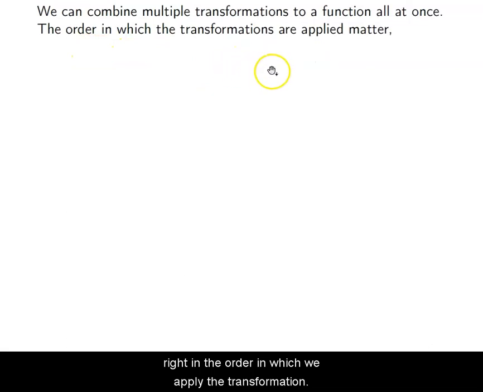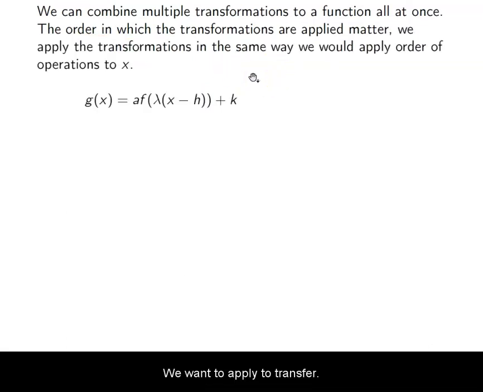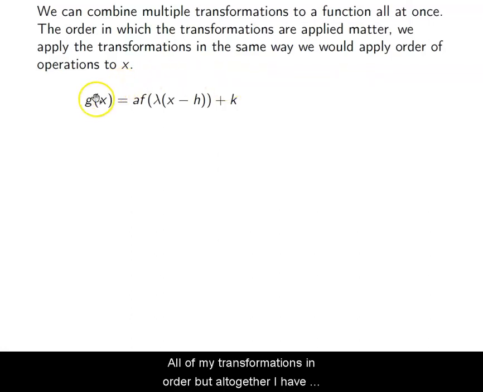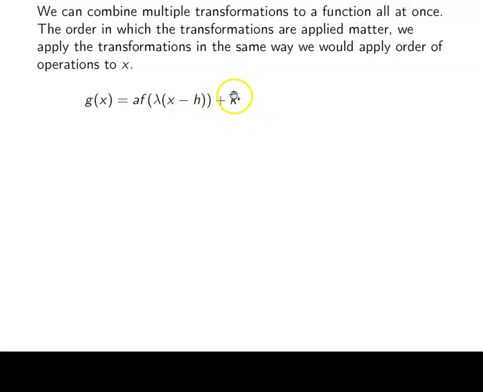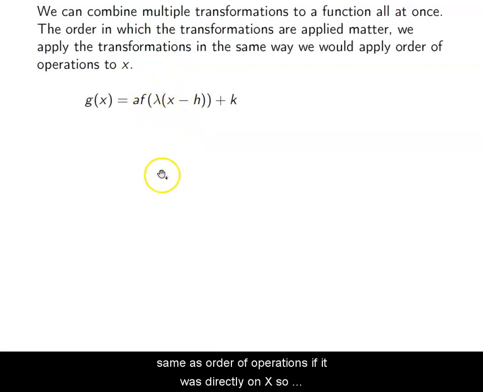And the order in which we apply the transformations matters, right? We want to apply the transformations in agreement with PEMDAS or GEMDAS or whatever method it is that you learned, right? I have my amplitude, my horizontal compression and expansion, my left and right transformation, and my up and down vertical translation. The order that we apply these would be the same as the order of operations if it was directly on x. So for instance, if f of x was x squared, and we wanted to apply all these transformations, we would apply them in the same order that we would if we applied all of these things to x squared, right?